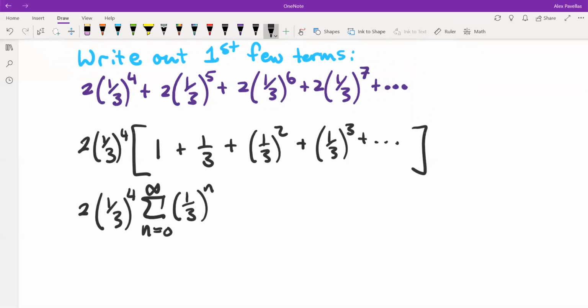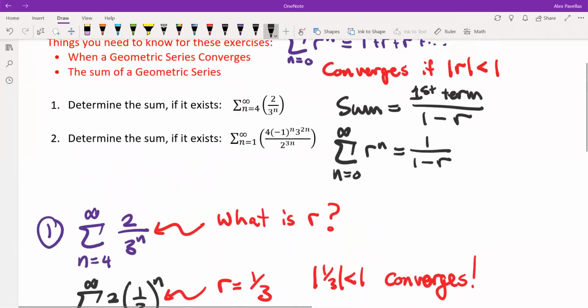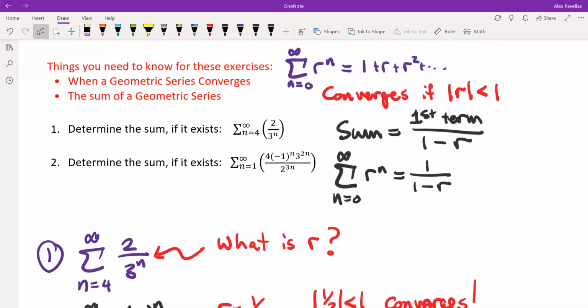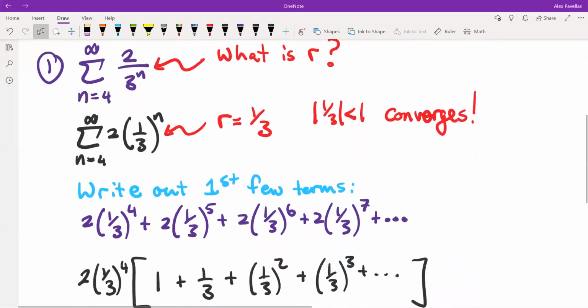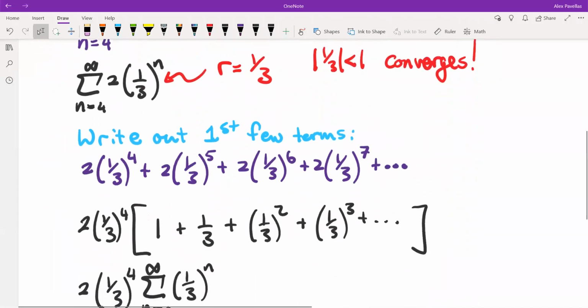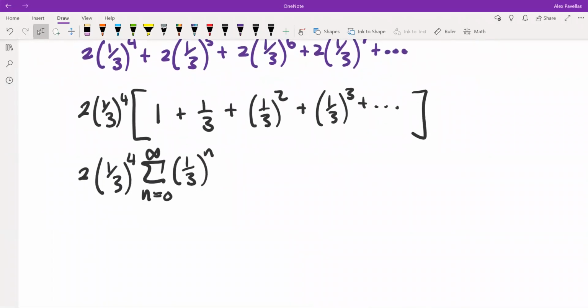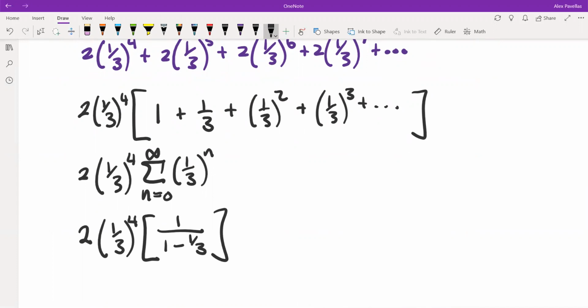Now again, going back up to our formula here, the thing in the sum, that's the sum of r to the n. It converges, so it's just 1 over 1 minus r. So we can replace the summation part of this with 1 over 1 minus 1/3. So we get 2 times 1/3 to the 4th, so that's this constant multiple, and then times 1 over 1 minus 1/3. And we can clean it up a little bit.